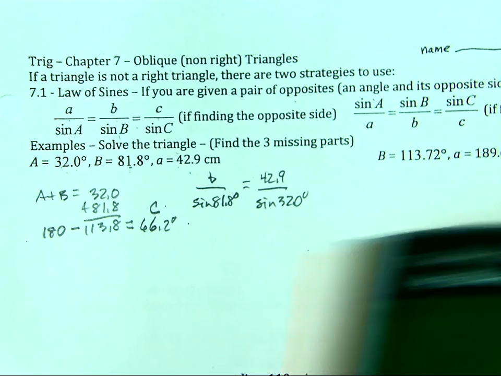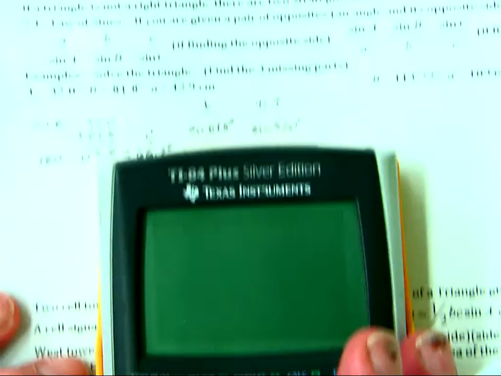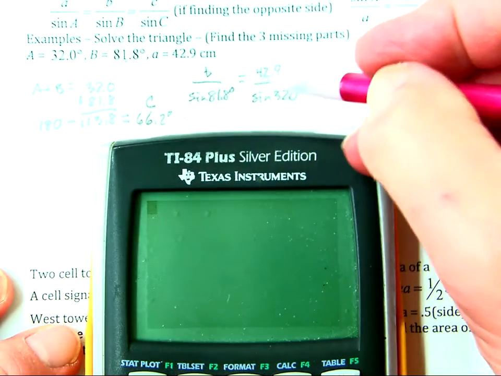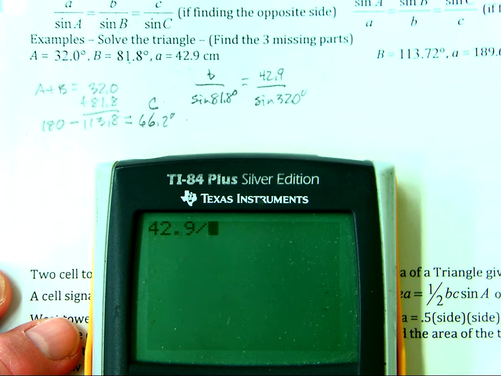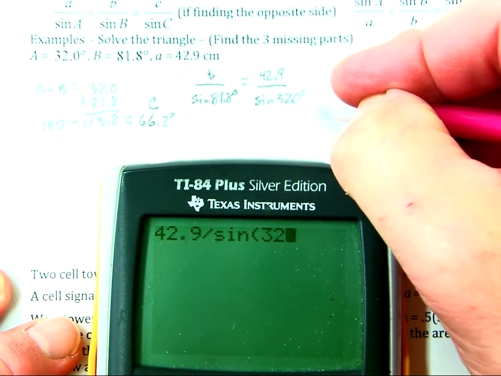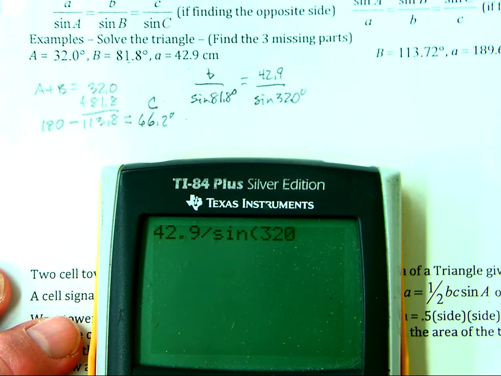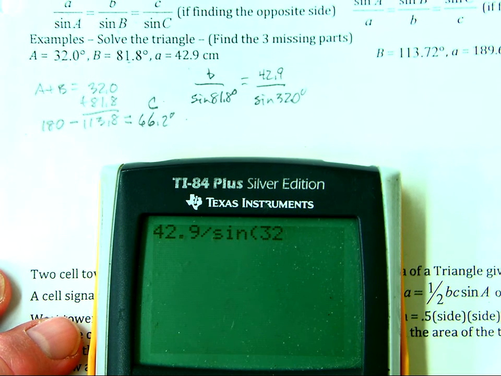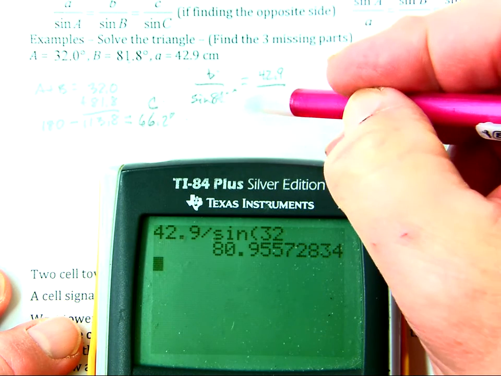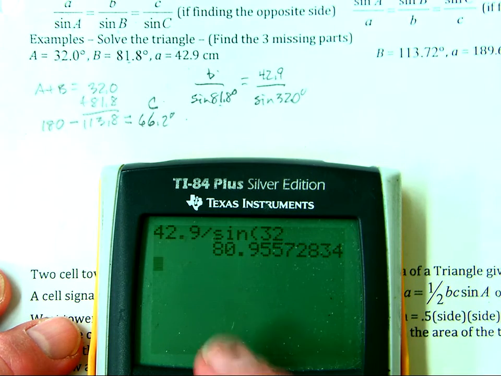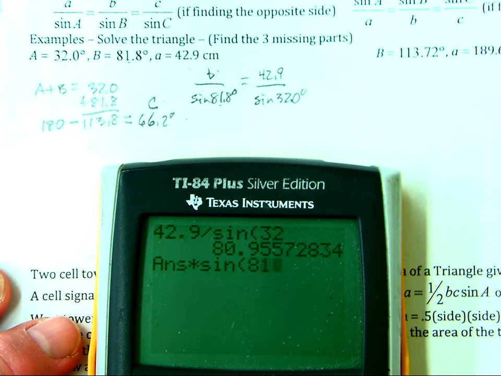So if we cross multiply and divide, or divide and cross multiply, that means on our calculator, we can divide this side over here. So on your calculator, take 42.9 divided by the sine of 32. I can't read my own writing. Sine of 32. So we can divide that out. So we divided this side. Now if we want to get B by itself, we need to multiply by this denominator. So we take that answer times the sine of 81.8.